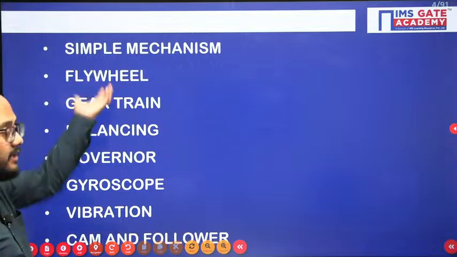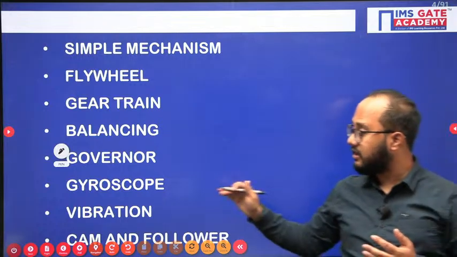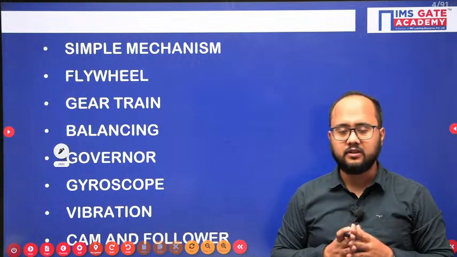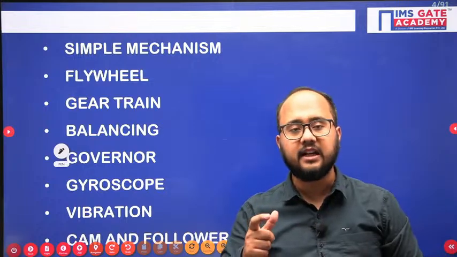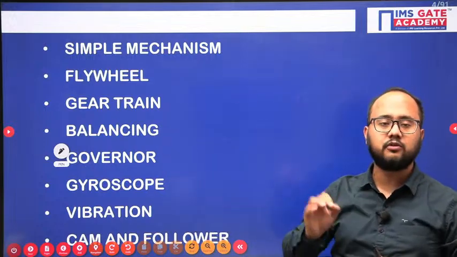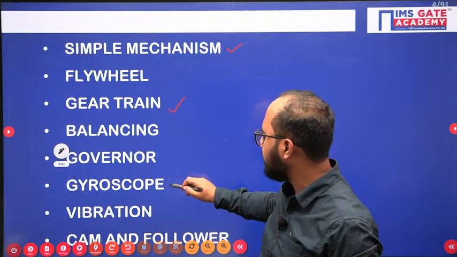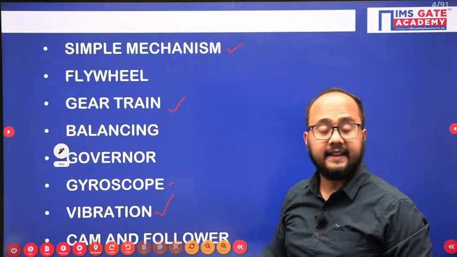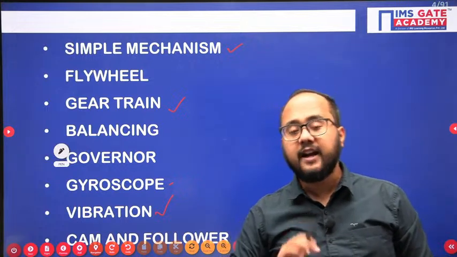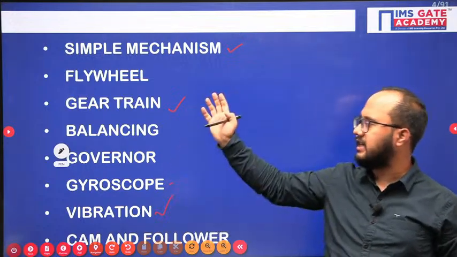Now I will start our Theory of Machines session. This is the syllabus: mechanisms, flywheel, gear train, balancing, governor, gyroscope, vibration and cam follower. If you ask which are the important topics you must complete at least, I would say simple mechanism, gear train and vibration. From these three topics you will definitely get questions, so revise them multiple times.